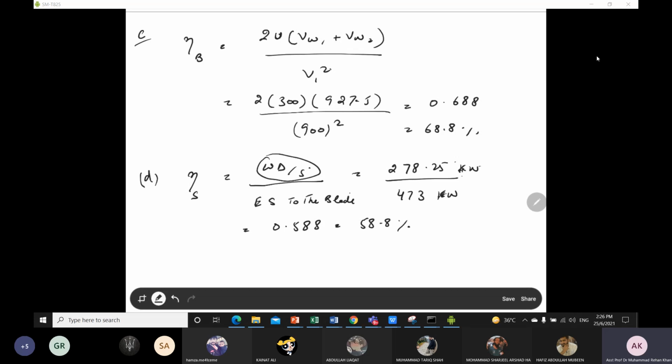I hope you know the meaning of stage. The stage means a combination of your fixed blade and moving blade. So collectively, the stage efficiency means the efficiency related to the first set of blades, which contain moving and stationary blades. So this is the solution of your second question. You have to note it down. If you have any question, you can ask me. Then we'll go to the next.